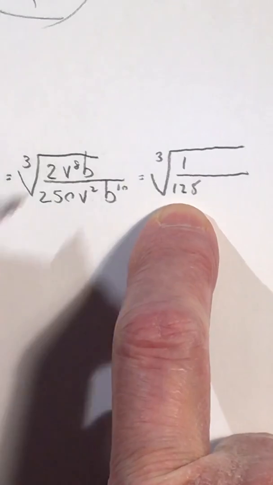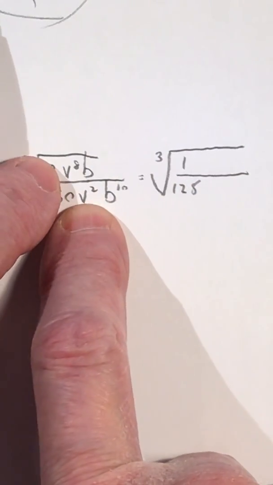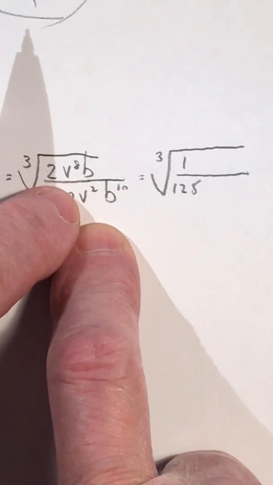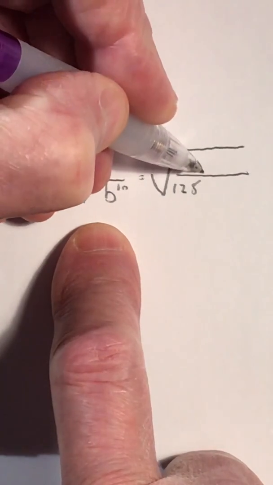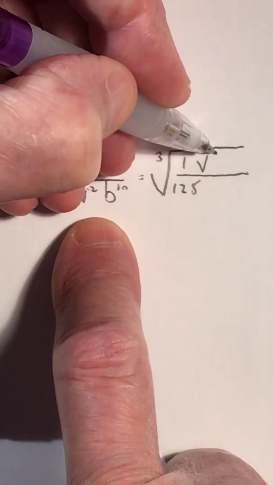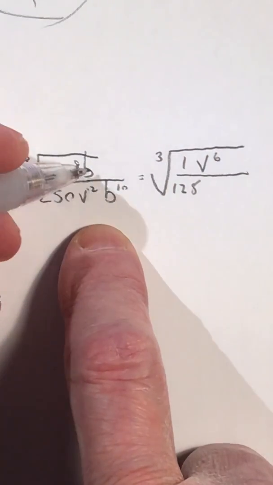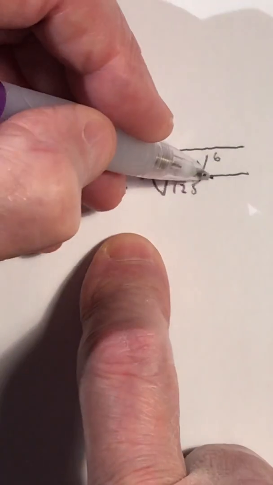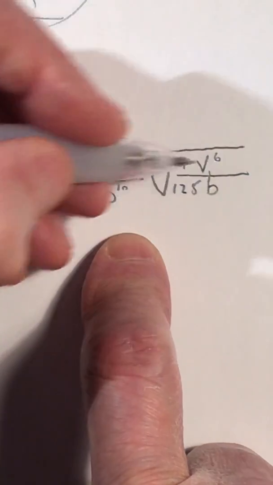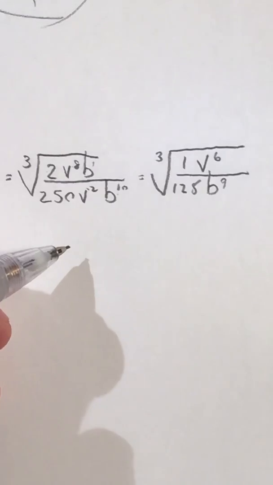Right? And with the variable parts, remember the old idea of where's the higher power of the variable, that's where it stays. V to the eighth beats v to the second. So we'll have v to the, now we subtract, 8 take away 2, v to the sixth. And what's happening with the b? B to the first, b to the 10th, b to the 10th is the winner. 10, take away the invisible 1. We get b to the 9th.